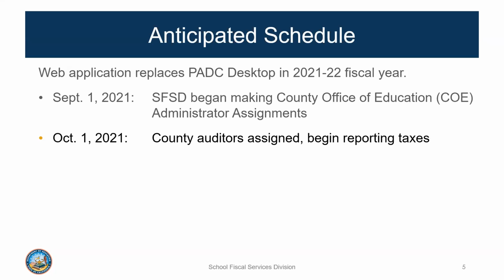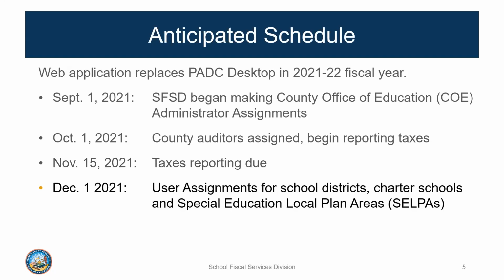On about October 1st, we want to make sure that we have county auditors assigned because they can begin reporting taxes once we open the data collection screens for them. November 15th is the statutory deadline for reporting property tax information. And again, in order to ensure that we meet this deadline, we want to make sure that we have provided access to those that are going to be reporting taxes. Once tax reporting is addressed, the months of October and November can be used to set up users for school districts, charter schools, and SELPAs with the goal of assigning everyone by December 1st.